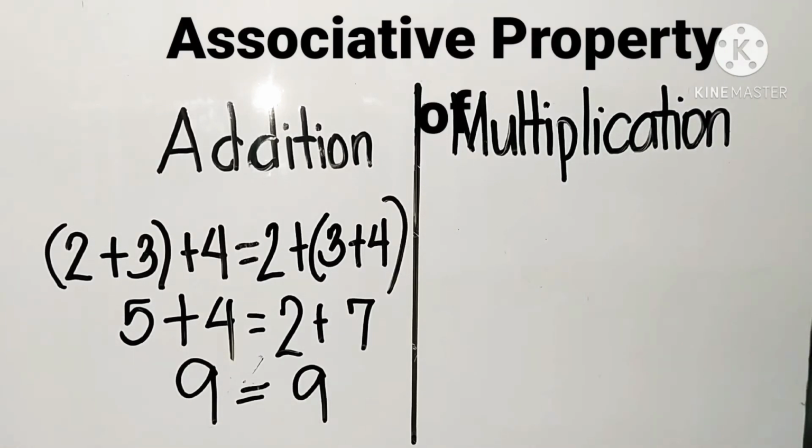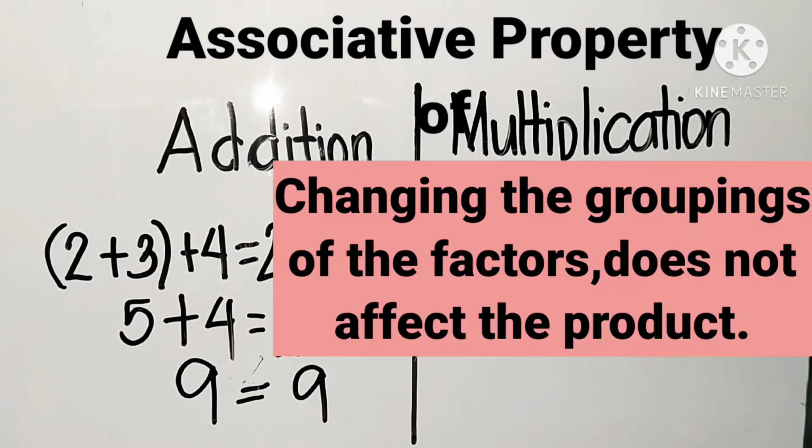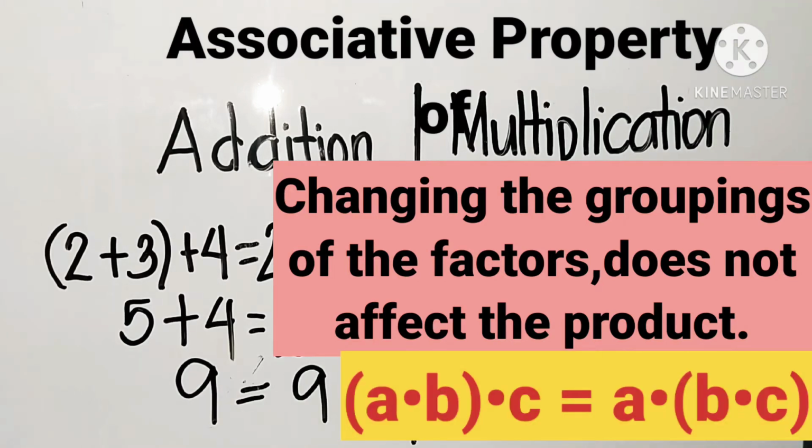Kung nakikita ninyo, kahit na pinagpalit natin yung grupo ng mga numbers at nagkaiba man sila ng solution, pero sa dulo, pareha pa rin sila ng answer. So, yan po ang associative property of addition. Changing the groupings of the addends does not change the sum. In multiplication, changing the groupings of the factors does not change the product, denoted by quantity A times B times C is the same as A times quantity B times C.